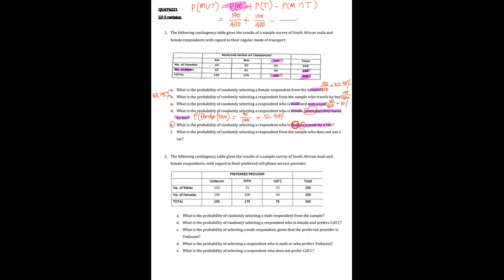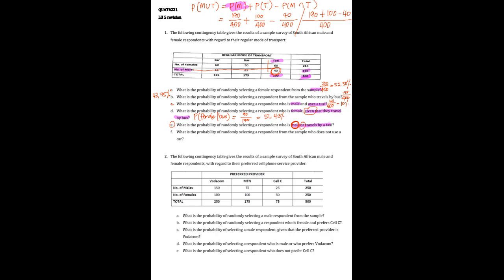So now you're going to look at in line with male and in line with taxi, and that is 40 out of 400 people who are male and who travel by taxi. So I was saying to you just now that an alternative is, instead of doing them separately, because they all have the same denominator, you can actually make it one long formula. So you'll say 190 plus 100 minus 40, and that will be over the total of 400.